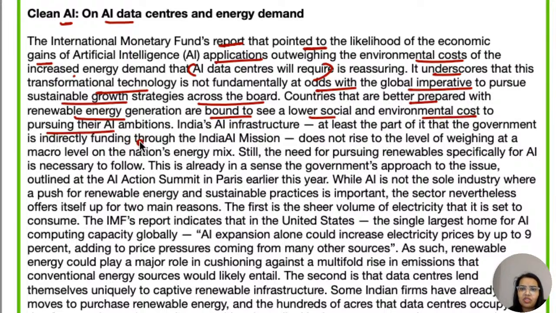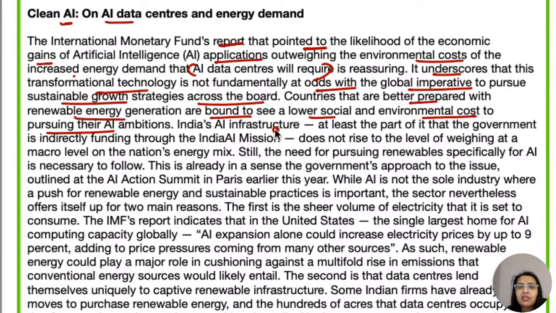pursuing their AI ambition. So now those countries that have encouraged renewable energy are generating it now. They are bound to see lower cost, social cost, environmental cost. They don't have to invest much to pursue their AI ambitions because data storage centers, AI data centers, they can of course take full leverage of these renewable energy generated centers.